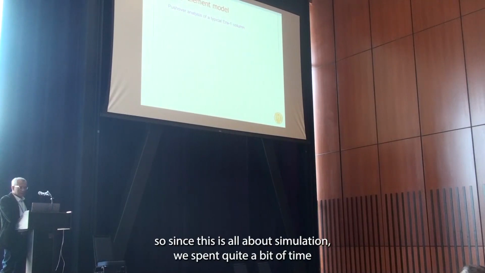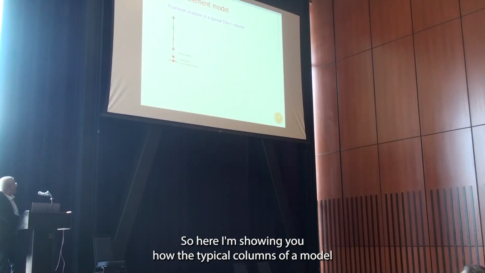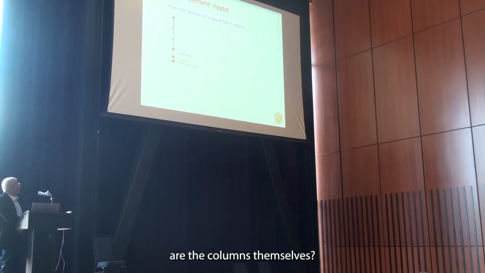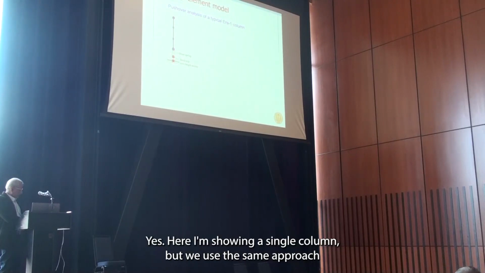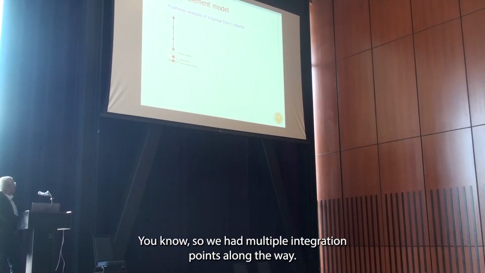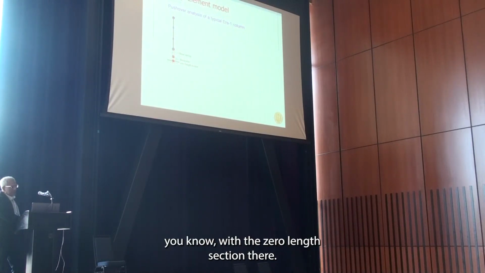All right. So since this is all about simulation, we spent quite a bit of time trying to identify appropriate models. So here I'm showing you how the typical columns were modeled. The main nonlinear element in these bridges are the columns themselves. Here I'm showing you a single column, but we use the same approach for modeling the multi-column bents as well. So we had multiple integration points along the member. We had a shear spring as well as a bond slip, with a zero length section there.